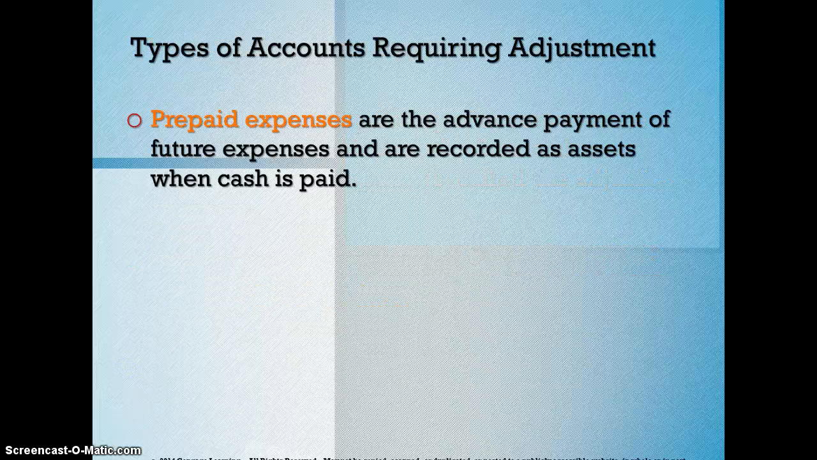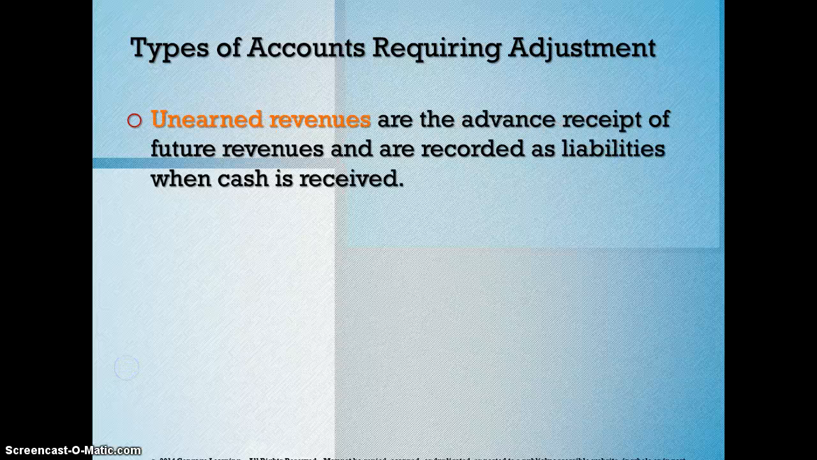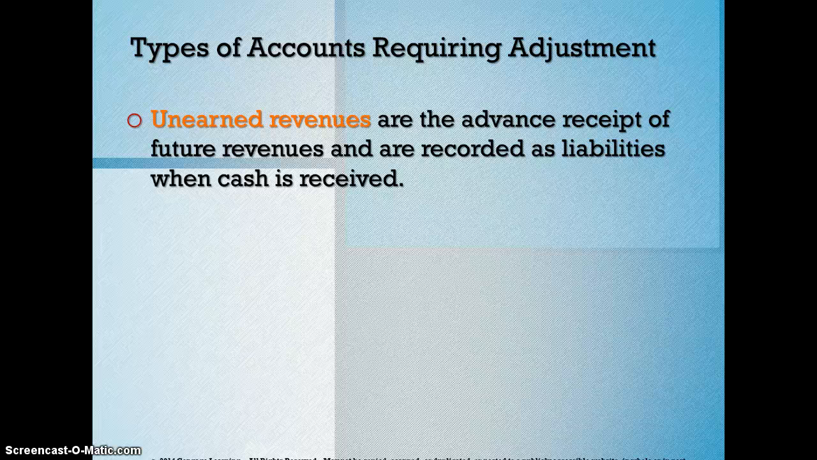All right, so some types of accounts that require adjustments are prepaid expenses. Okay, that would be like our insurance. We paid it in advance. Unearned revenues. These are advance receipts of future revenues and are recorded as liabilities. So a really good example of this would be magazine subscriptions. When you get a magazine subscription, you pay for a year's worth in advance. And then they slowly give you your magazines throughout the year.